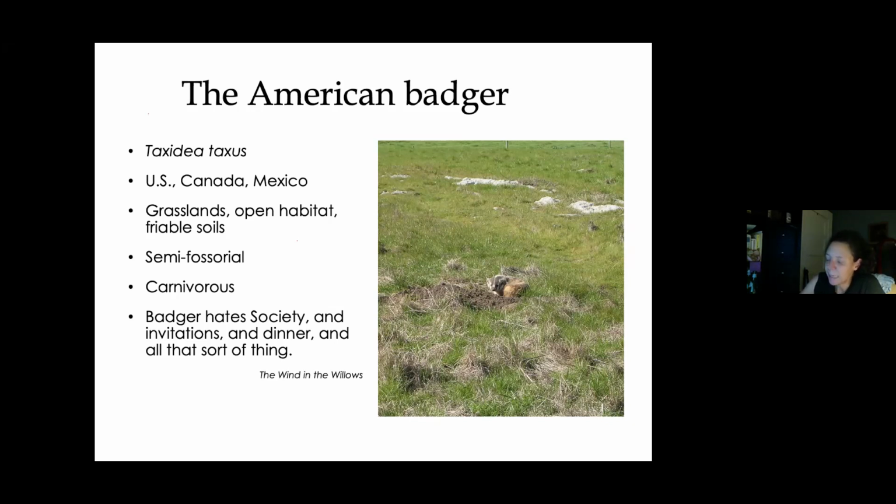They're primarily carnivorous. This is a little bit different than a lot of the other badger species from Europe and Asia. Those are more omnivorous badgers. They eat insects as well, and sometimes fruits. The American badger is almost exclusively carnivorous, and because it specializes on burrowing mammals, its body is built for that.